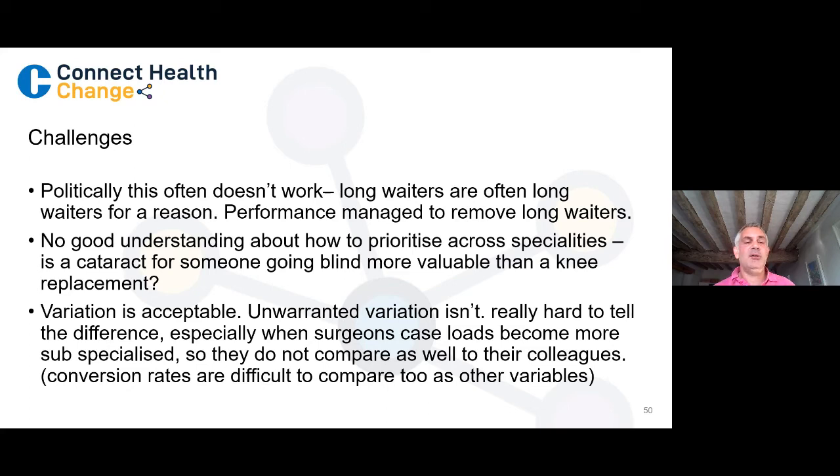But when there is variation, we need not to assume it's either warranted or unwarranted, but it should be making us ask the questions and make sure we're looking at it. I hope that sounds like a coherent view and it makes sense. And that's really all I wanted to say. Thank you.